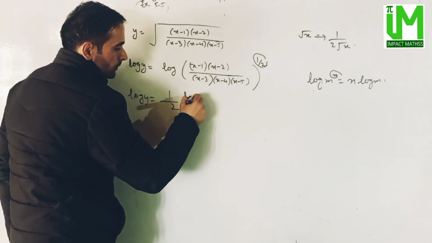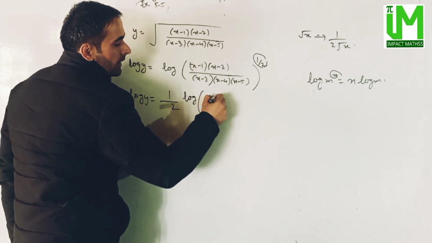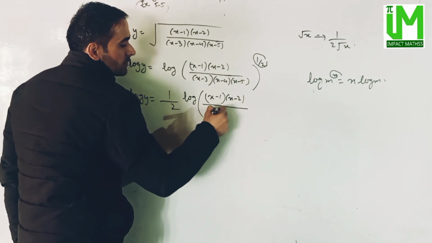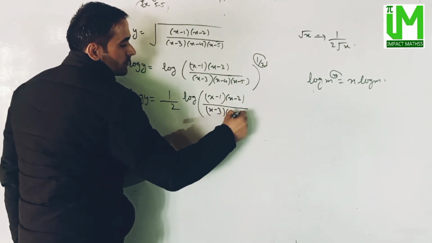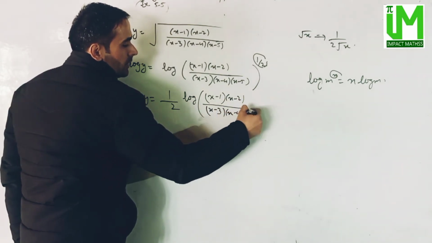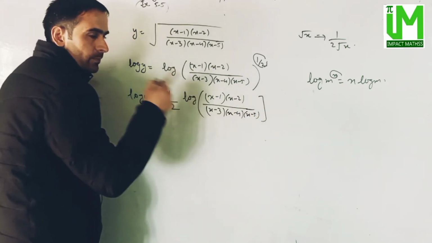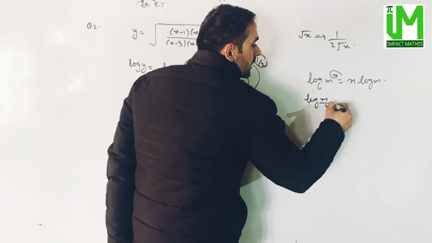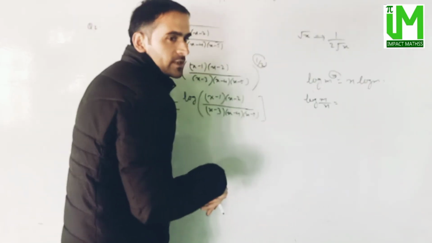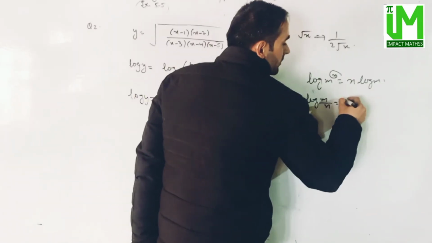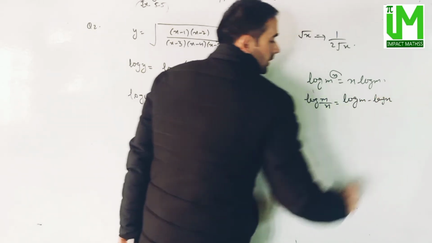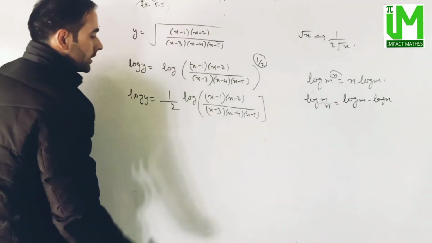Then we have log of √((x−1)(x−2)/((x−3)(x−4)(x−5))). And again we will be applying the property log of m divided by n. Log of m by n is equal to log of m minus log of n.